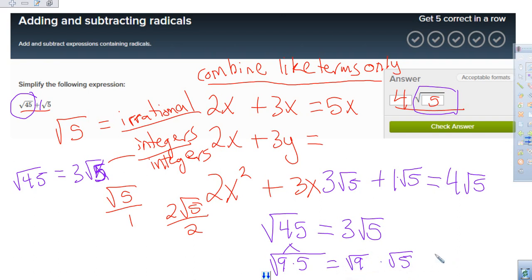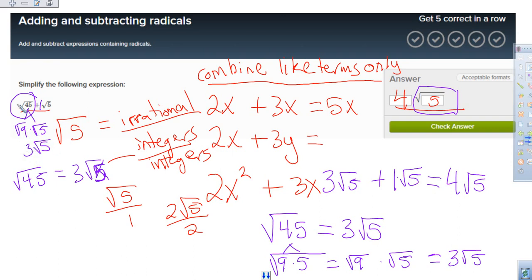And the square root of 9 is 3. So this is equal to 3 root 5. So that's how we got this answer. We looked at this and we recognized there's a perfect square inside of here as a factor. And we factored out this perfect square, root 5. Then we took this perfect square, we square rooted it, and turned it into 3. We square rooted a perfect square and turned it back into 3.